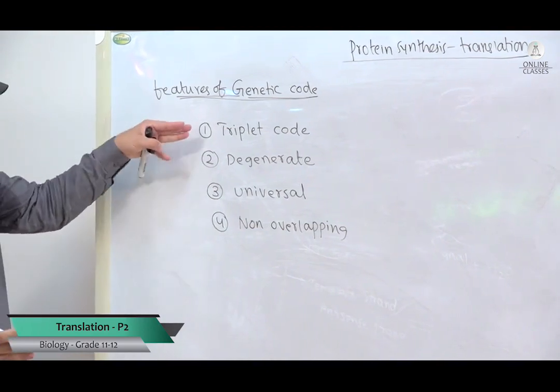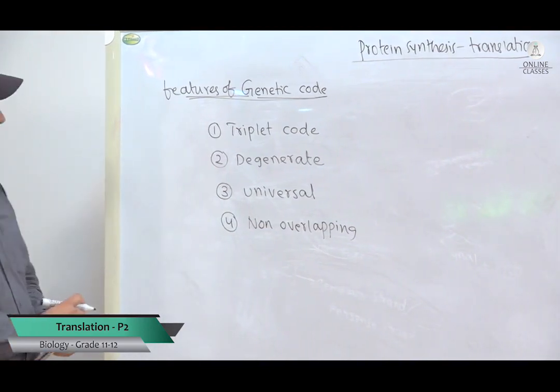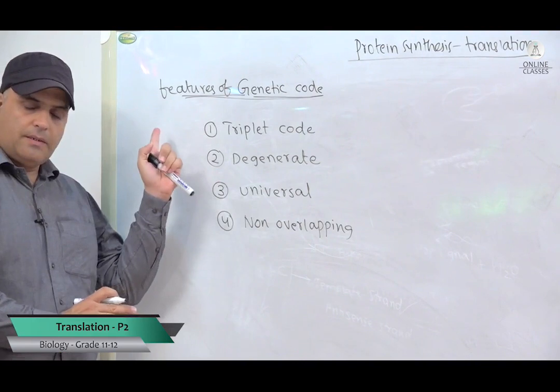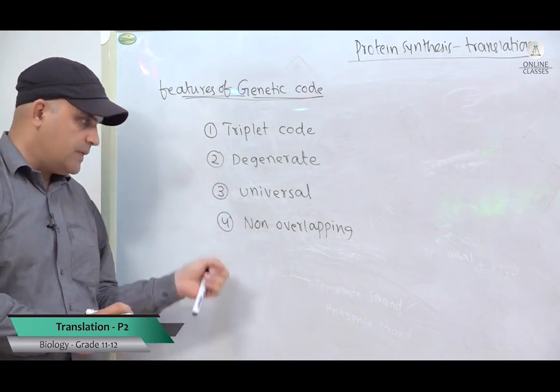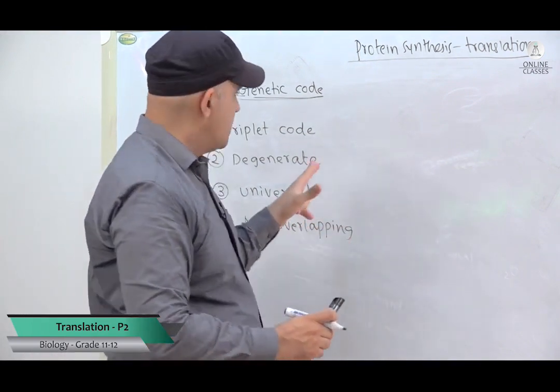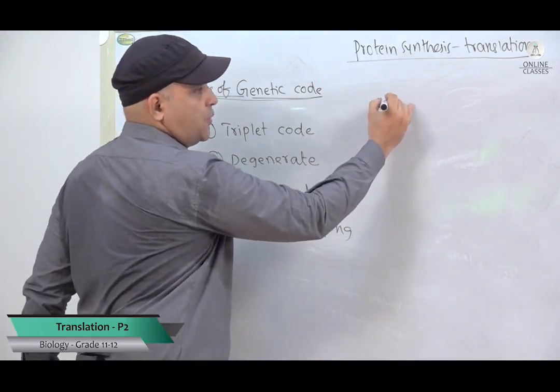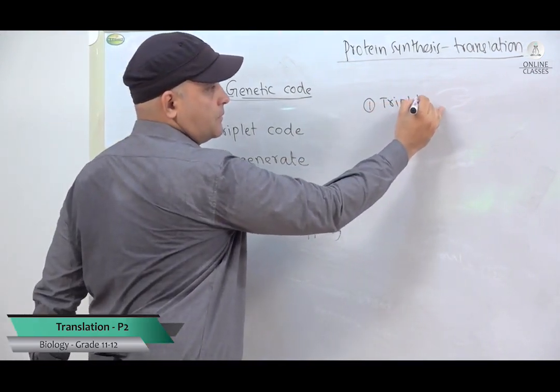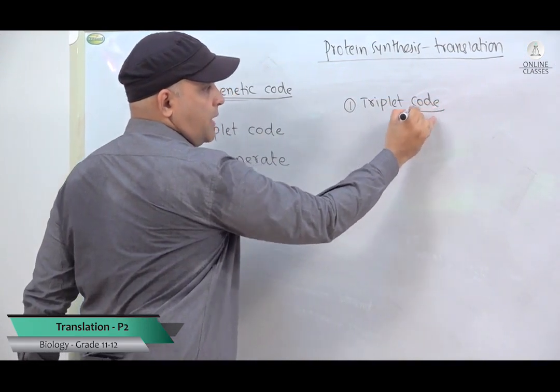So these are the 4 important features. Our genetic code is triplet, degenerate, universal, and non-overlapping. Let us go into the details of each one of these. So first thing, a triplet code. What do you mean by a triplet code?